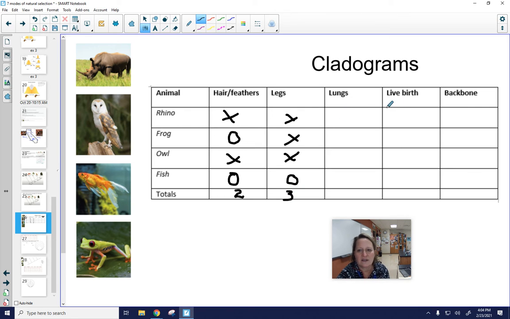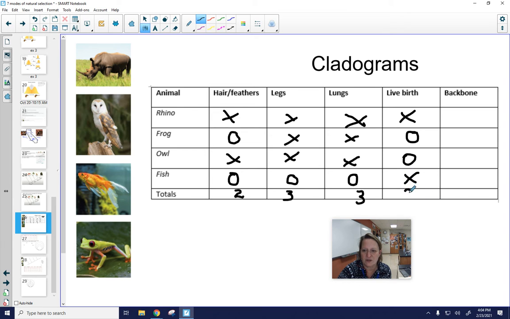Lungs, rhinos for sure, frogs, yes. Owls, yes. Fish do not. They have gills. So now we're putting a 3 in here as well. Giving live birth. Rhinos do. Frogs do not. Frogs lay their eggs and spread the sperm in water. Owls lay eggs, not live birth. And fish lay eggs in water and distribute the sperm over them.